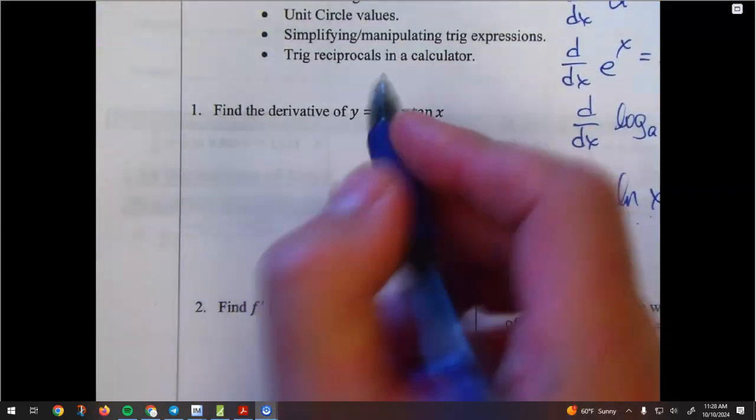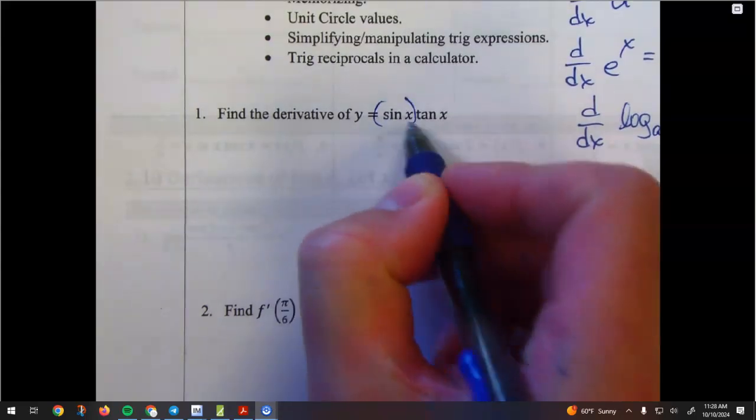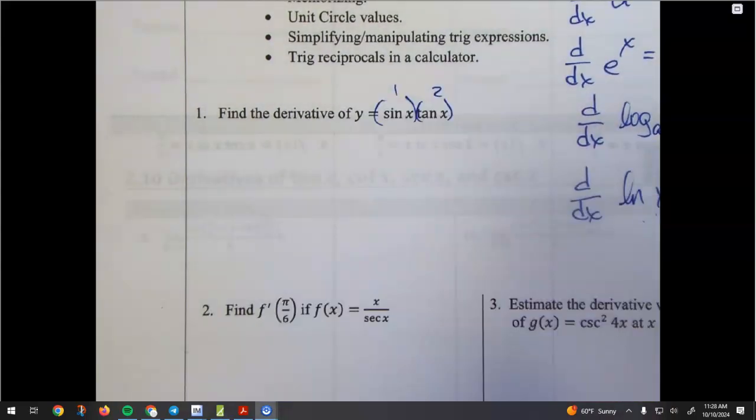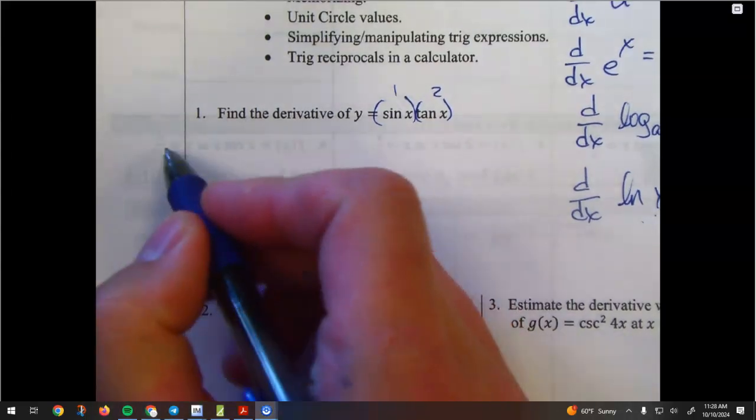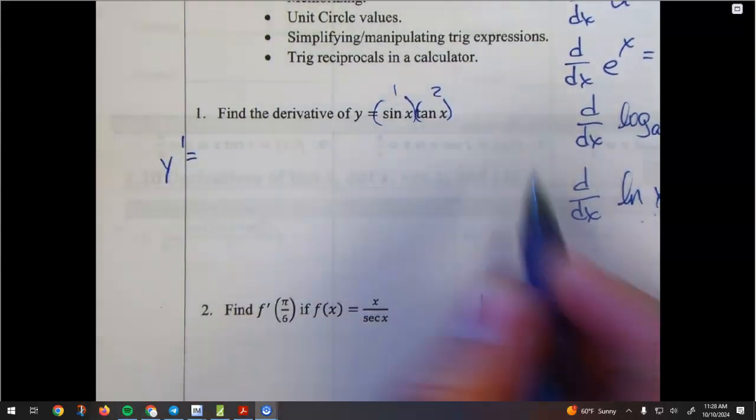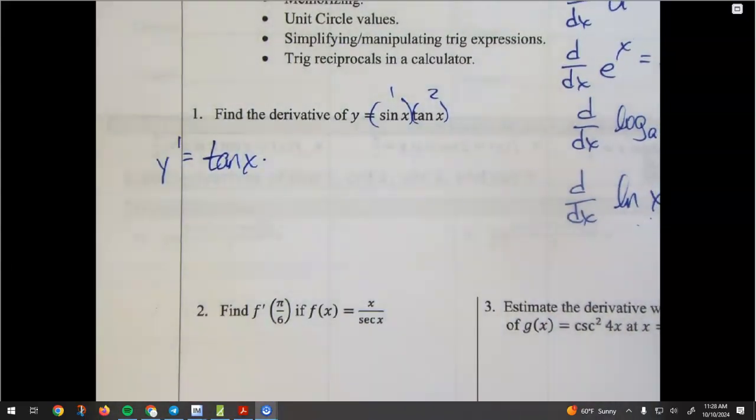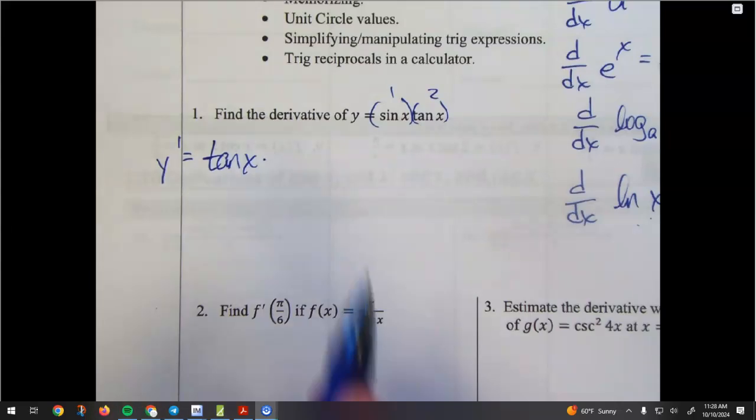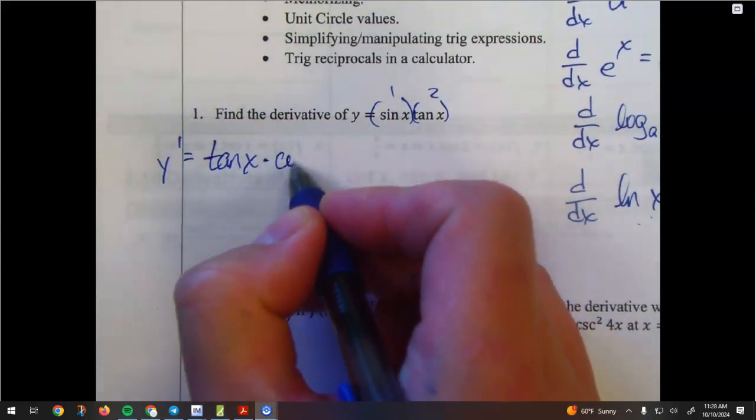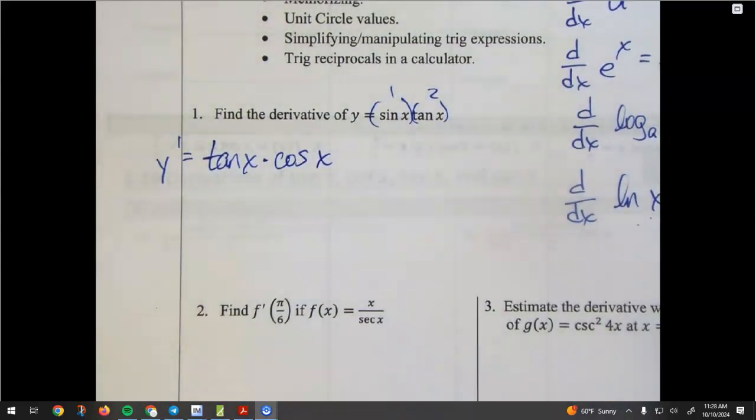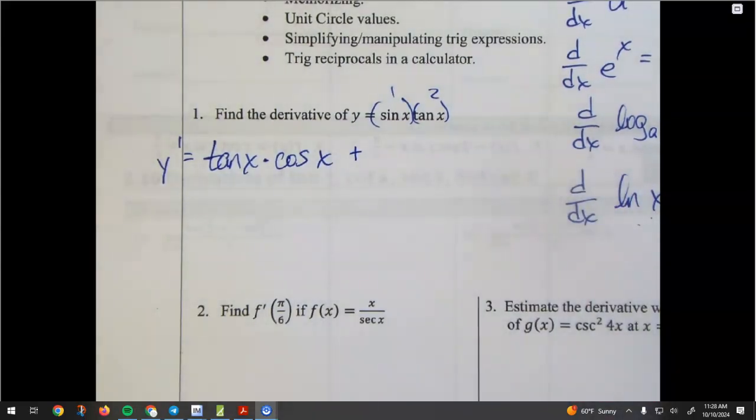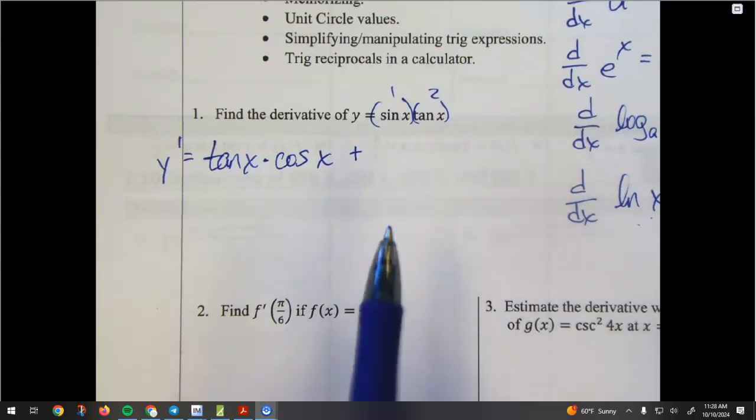So, this is product rule. That's like my first thing. My second thing. So, product rule says second thing times the derivative of the first thing. So, the second thing is tan times the derivative of the first thing. So, the derivative of sine is just cos. Plus, so the product rule is plus, quotient rule is subtract.